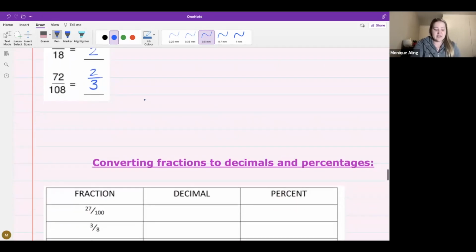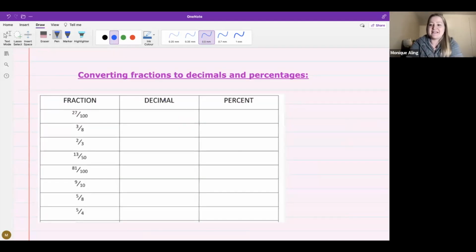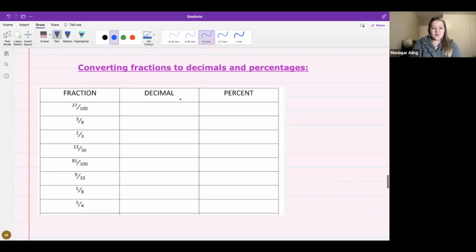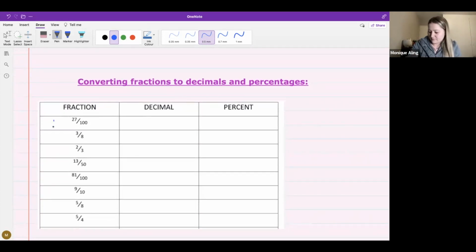Fantastic. Okay, guys. So let's have a look at another thing. Another basic calculation that we should know. Taking a fraction and converting it to a decimal and a percentage. Okay, so based on time, we're not going to do all of them. Let's do the first 5. So you're going to take the fraction, convert it to a decimal, and then to a percentage. 2 decimal places where necessary.